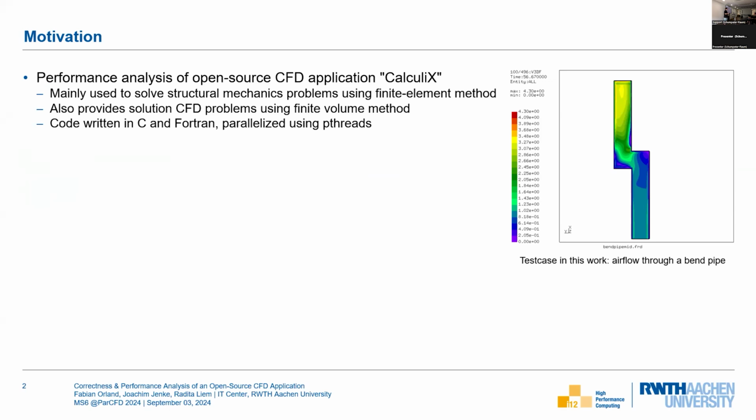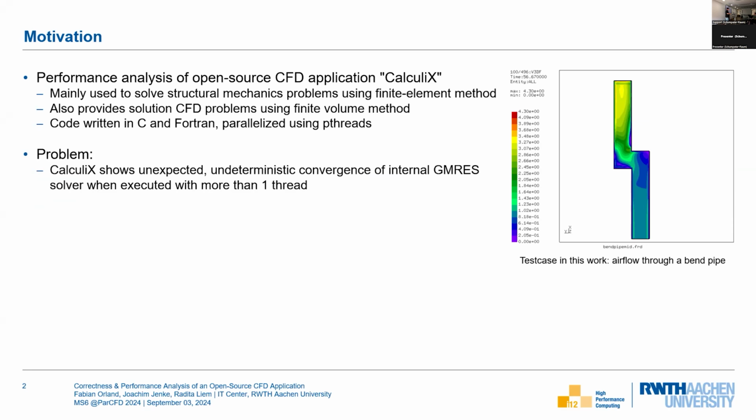And as you can see, the code is a mixture between C and Fortran files, and to parallelize the code, they used pthreads so far, so there's no MPI involved, just multi-threading. The interesting issue with that code when we got it in our hands was that it showed very nondeterministic behavior, which we found out was related to a nondeterministic convergence behavior of the internal GMRES that is used to solve sequences of nonlinear systems that arise from the conservation laws, from the Navier-Stokes equations, for example.